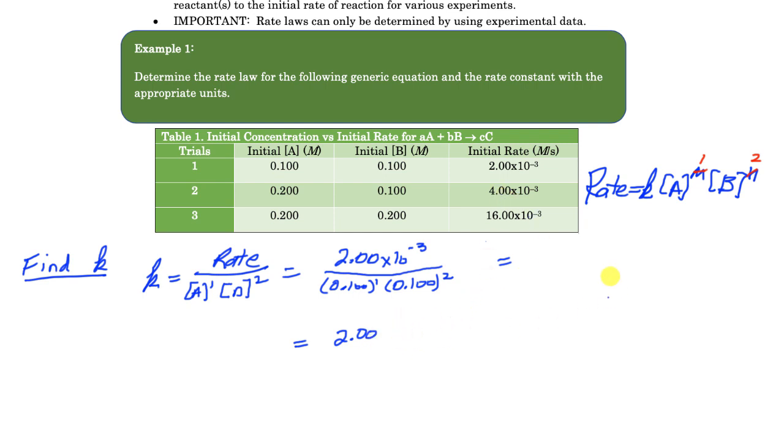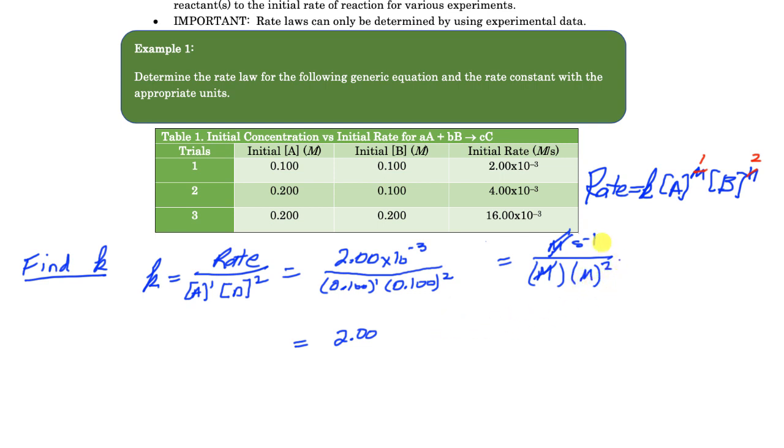Now to get the unit, I'm going to come over here and plug into the same equation, but I'm just plugging in the units. Okay, so now I plugged in my units. Notice I changed my molar per second to molar inverse seconds, because it's just a little bit easier to deal with the fraction like that. So I'm going to cross off molarity. What I'm left with is seconds to the minus 1, molarity squared.